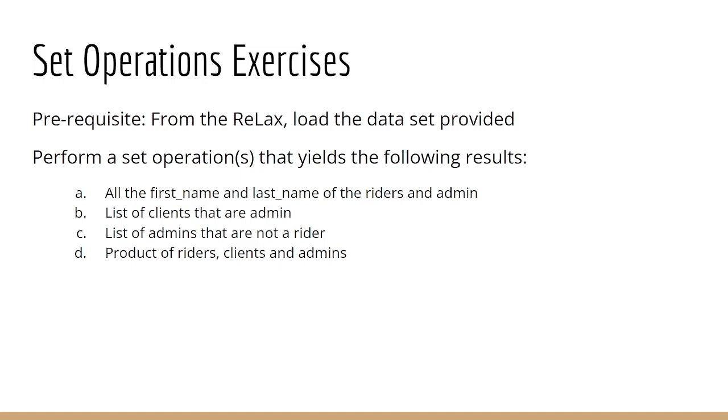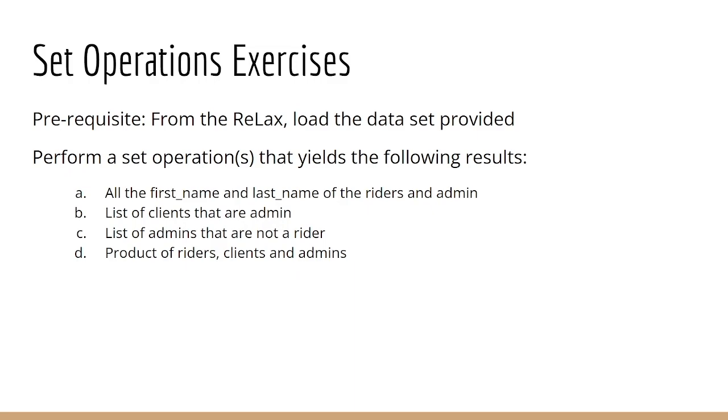For these exercises, you need to have knowledge about unary operations, or any operations that may yield another relation, such as, but not limited to, select and projection. The prerequisite is that you should load the dataset provided in Relax Calculator and then find a set operation or operations that yield the following results. A, all the first names and last names of the riders and admins. B, list of clients that are admins. C, list of admins that are not a rider. And D, product of riders, clients, and admins.